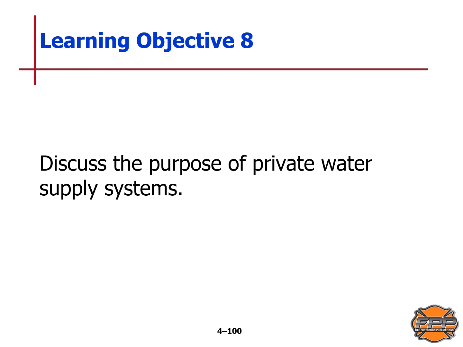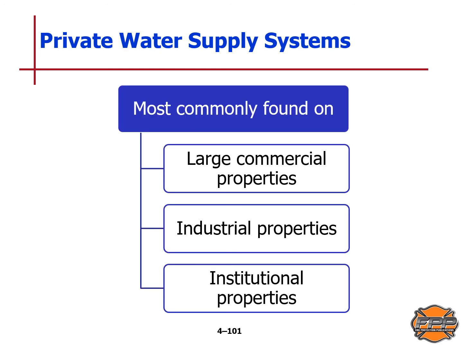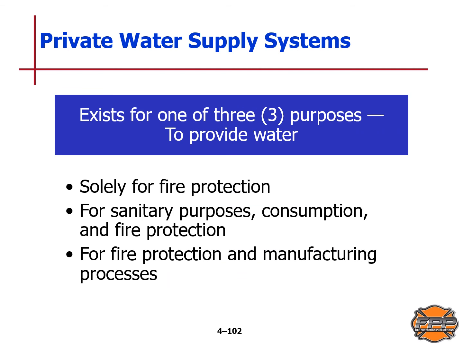This is Learning Objective 8, where we will discuss the purpose of private water supply systems. Private water supply systems are most commonly found on large commercial, industrial, or institutional property sites. They exist for only one of 3 purposes: to provide water solely for fire protection, for sanitary purposes, consumption and fire protection, or for fire protection and manufacturing processes.